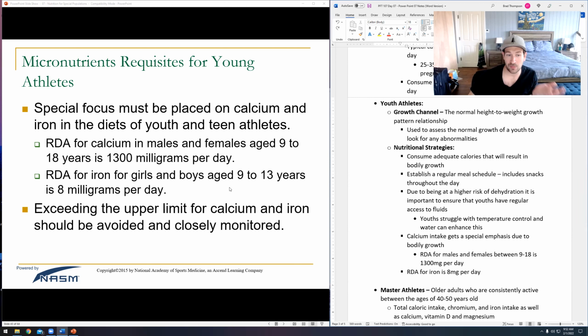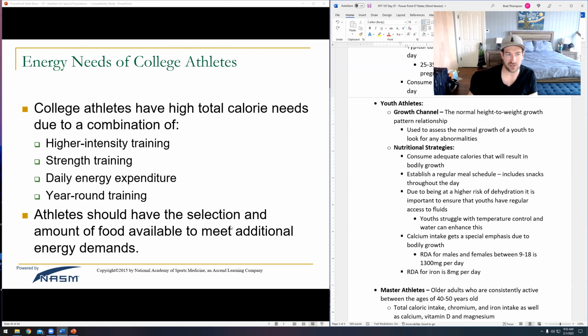Iron is also going to be a big one because, again, they are developing. There's a body that's growing, which means they're making new red blood cells all the time. So we need to make sure that we have plenty of iron to support that.